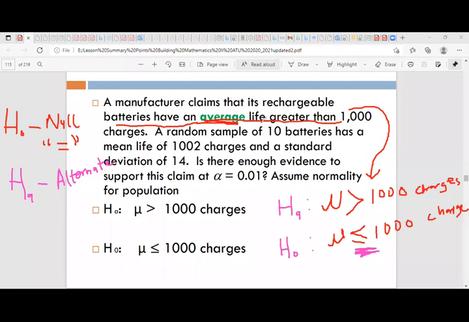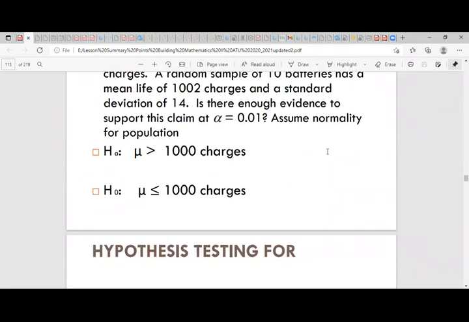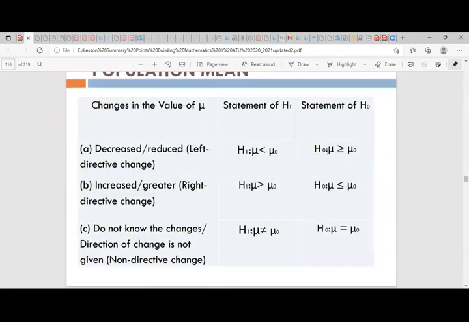Let's look at another example on this same hypothesis, writing the hypothesis, step 1. Before we look at the next one, there is need for us to look at this table. The table gives us a summary. So this is the statement of null hypothesis, and then this is the statement of alternate hypothesis.